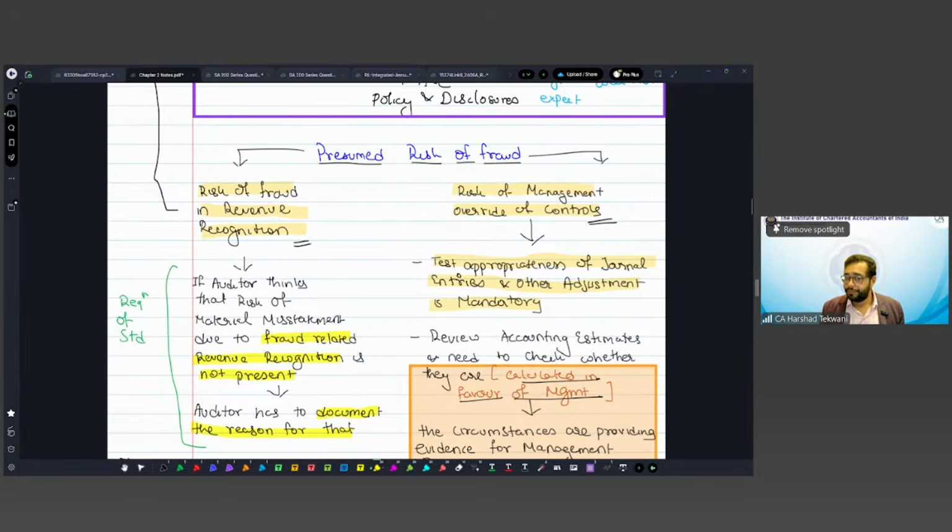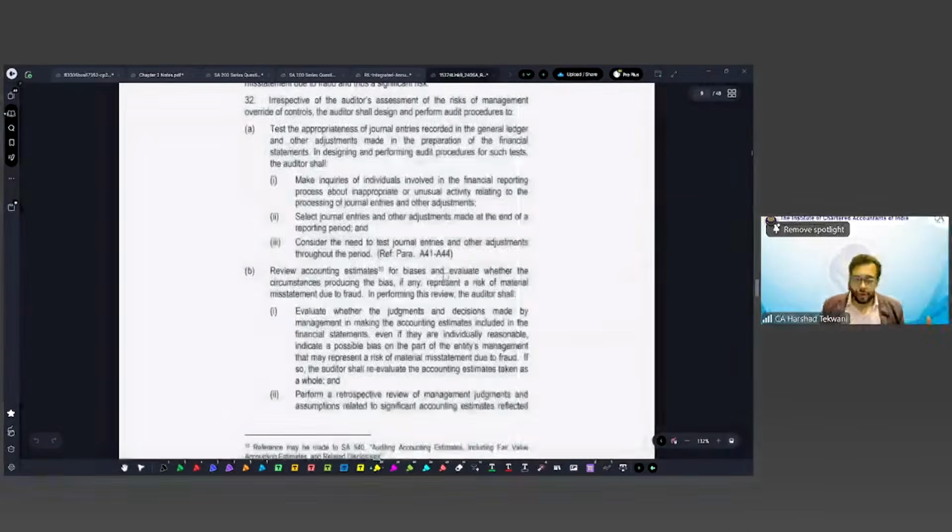Any doubts? That option is only available for fraud risk with respect to revenue recognition, not for management override of controls. Remember that. You don't have an option to say that there is no risk in the management override of controls. The reason is, I'll show you in the standard itself.